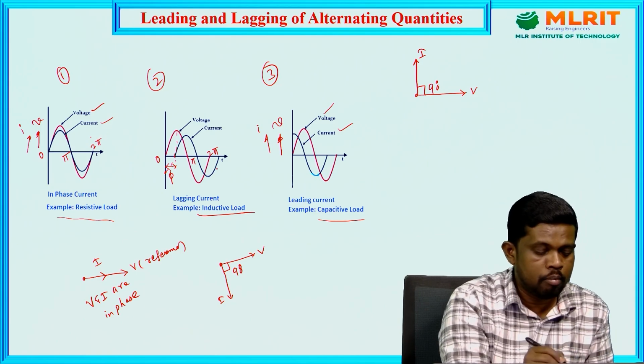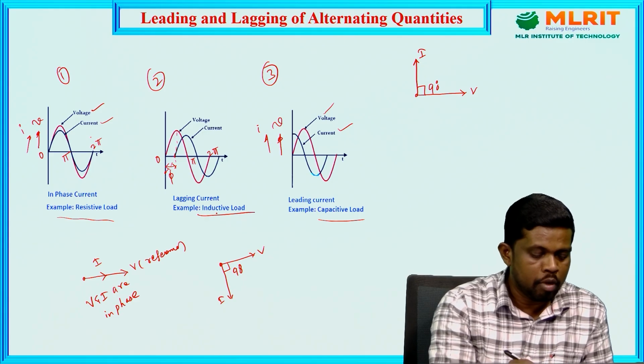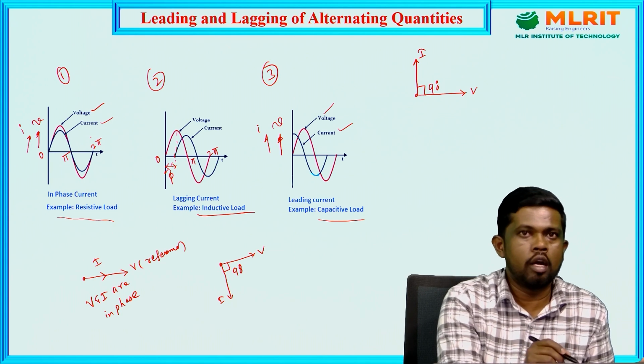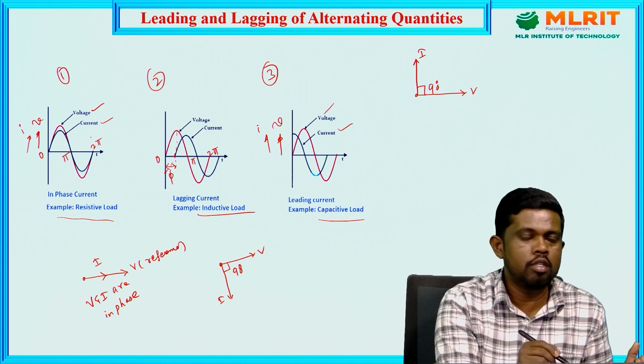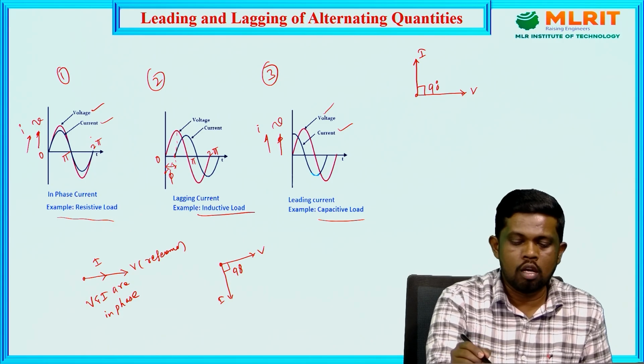Yeah, this one is a pure inductive case. The voltage and current should be lagging. I mean to say the voltage always dominates the current, so that we can conclude. The current of this kind of circuit always lags the voltage at an angle of 90 degrees. In this case, the voltage is the reference.